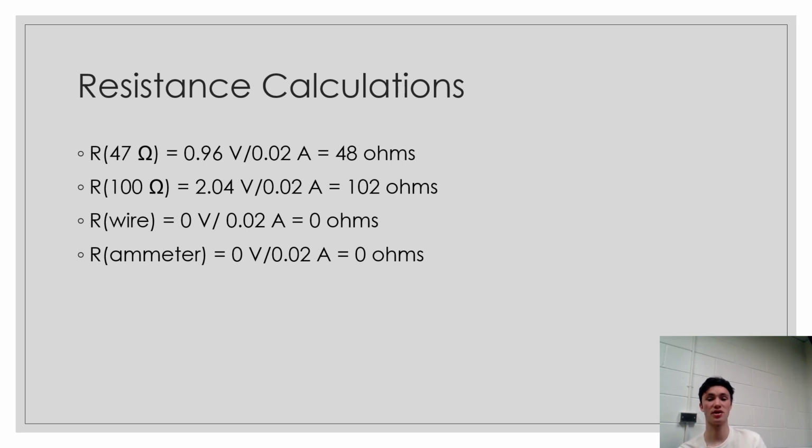So you can see the actual resistance calculations for the two resistors, the wire and the ammeter, and you can see that the calculated resistance in the 47 ohm resistor was actually 48 ohms, and the calculated resistance for the 100 ohm resistor is 102 ohms, which are both slightly higher than the listed value on the resistor. As for the wire and the ammeter, both came out to be 0 ohms because there's 0 potential difference found across each of them, which shows that in this simulation, neither had any resistance.